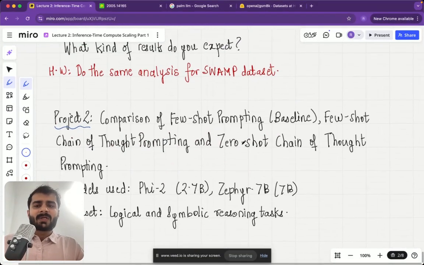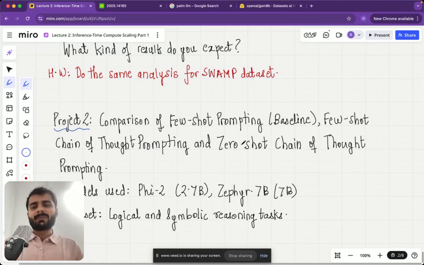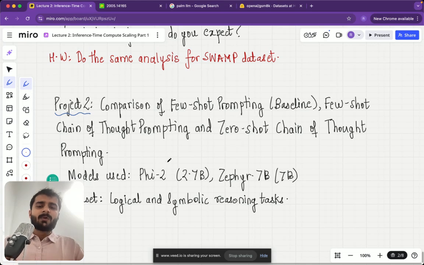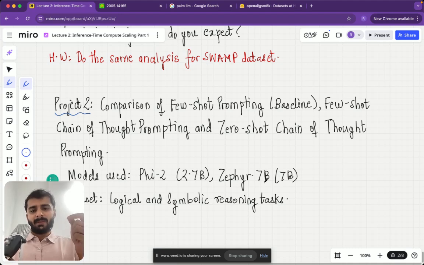The second hands-on project which we are going to look at is we are going to compare three different methods. Few shot prompting, that is without chain of thought. This is going to be our baseline. And on top of that, we are going to add few shot chain of thought prompting and zero shot chain of thought prompting. We are going to compare these three. We are going to use Phi 2 and Zephyr 7 billion parameter model for these comparisons, and the data sets that we are going to use are related to logical and symbolic reasoning tasks.